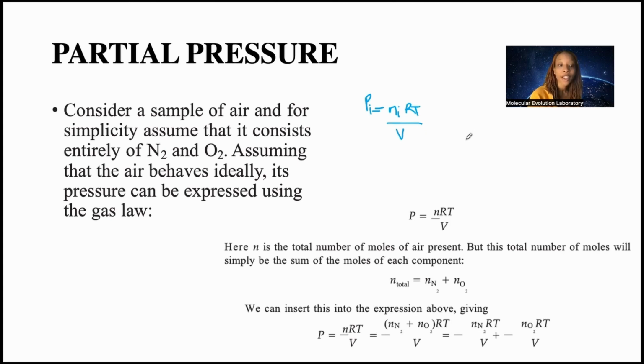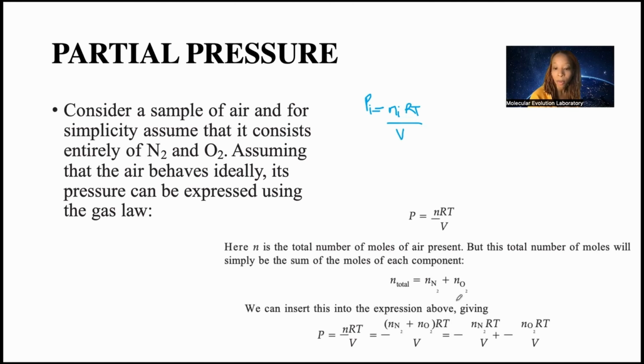Consider a sample of air for simplicity. Assume that it consists entirely of nitrogen and oxygen. Assuming that the air behaves ideally, its pressure can be expressed using the gas law. So in this case, pressure equals nRT divided by volume. n is the total number of moles of air present, but the total number of moles is simply the sum of moles of each component. The total number of moles of nitrogen and oxygen would be n equals nN2 plus nO2.